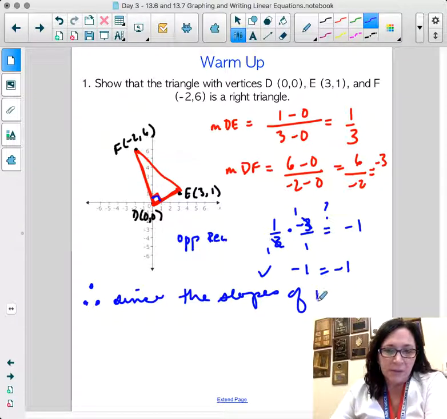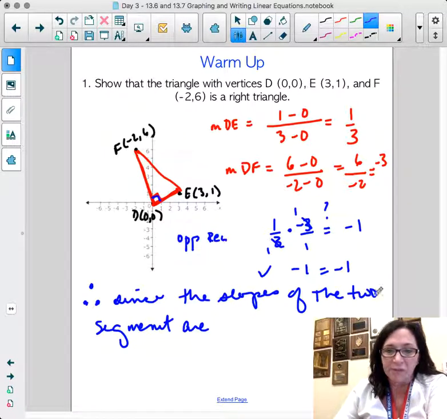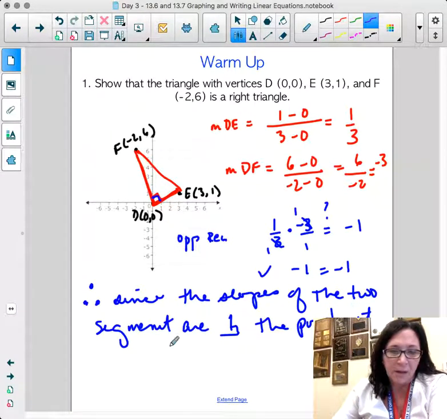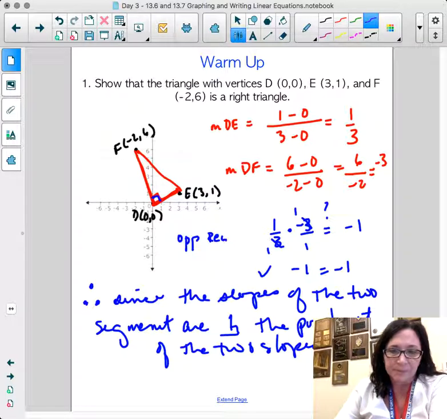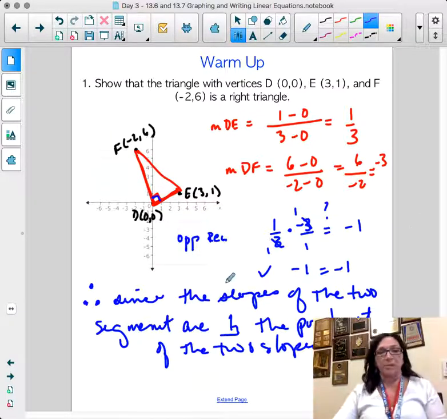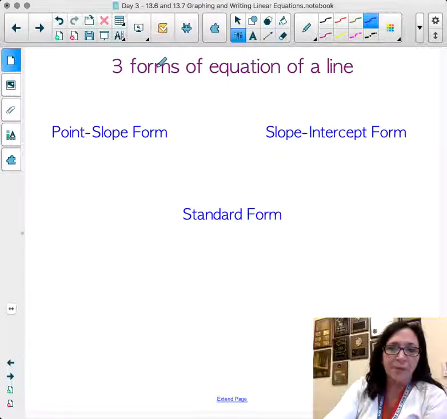So you would say, therefore, those 3 dots mean therefore, since the slopes of the two segments, or you could say sides of a triangle, are opposite reciprocals, or since the slopes are perpendicular, the product of the two slopes is -1. Okay, and that's what you would say. It's like a conclusion to your coordinate geometry proof.